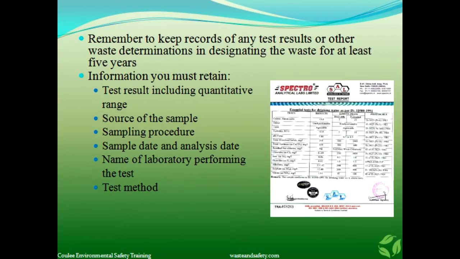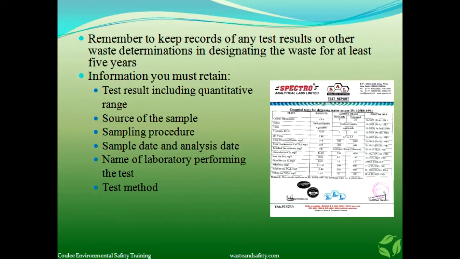Once a waste has been designated, the generator must keep records of any test results, waste analysis, or other determinations that were used to designate their waste for at least 5 years from the date that waste was transferred for either on-site or off-site treatment, storage, and disposal facilities.